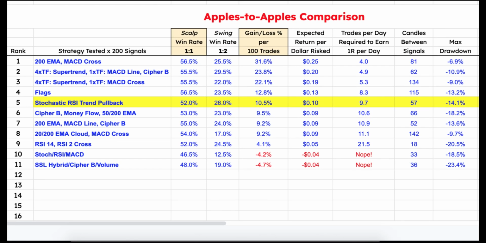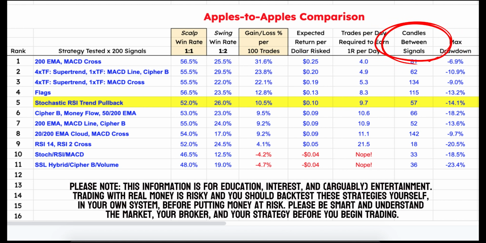Interestingly, we did find a similar frequency of signals. The TradePro test took 55 days on a 15-minute chart, making the candles between his signals about 53, and in our test, the candles between signals was 57. So it seems there probably wasn't a difference in the way we identified the trades.